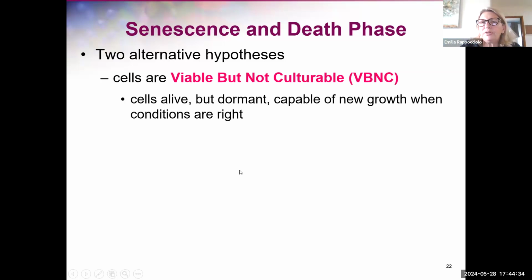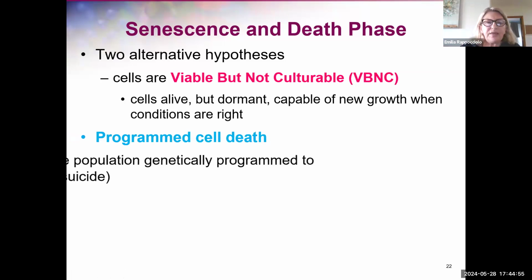The cells can become very old, the senescence, and then death phase. Now, with senescence and death phase, you have cells which might still be alive, but you cannot grow them in culture. These are called viable but not culturable. They are alive, but not working.